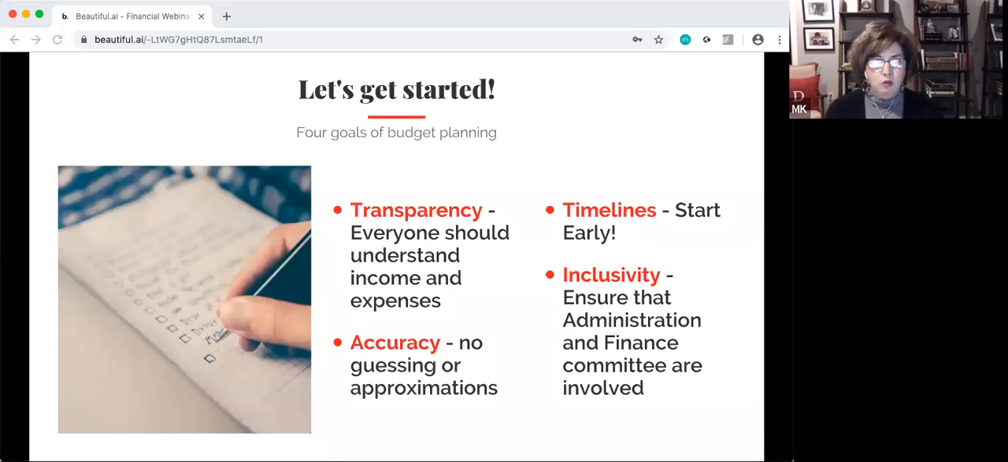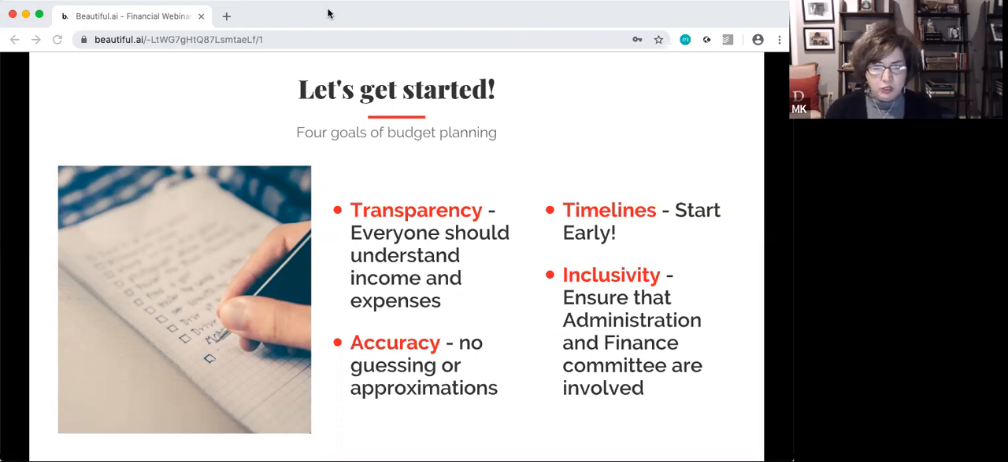They may not read dashboards and financials every day, but they need to understand the budget, and it needs to be in a way that everyone who has the fiduciary responsibility of managing and approving the budget should get it. And so it should be transparent. The second thing is it should be accurate. As you begin to do budget planning, it's not good to guess or to try to approximate expenses or income. It's really critical that you take the time to get the information and be accurate about it.